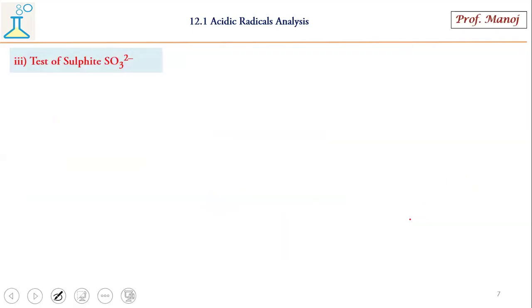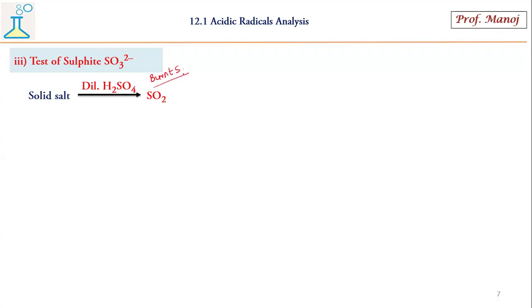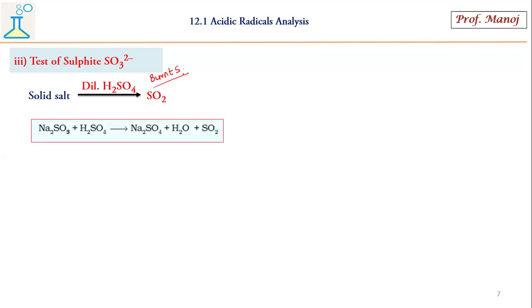Let us come to the next one. This is called sulfite radical. Once again, one dry test and then solution test. So solid salt treated with sulfuric acid, you get sulfur dioxide smell. So this sulfur dioxide smell is also known as burnt sulfur smell. If you burn sulfur, raw sulfur, it actually gives you sulfur dioxide. That smell is called burnt sulfur smell. Now, this is the reaction you can see of the first part.